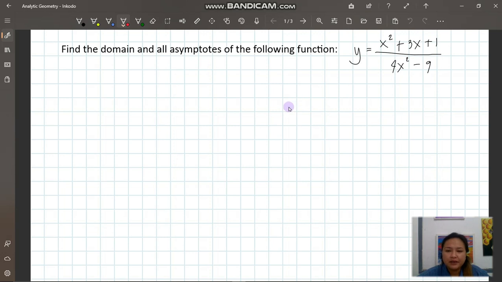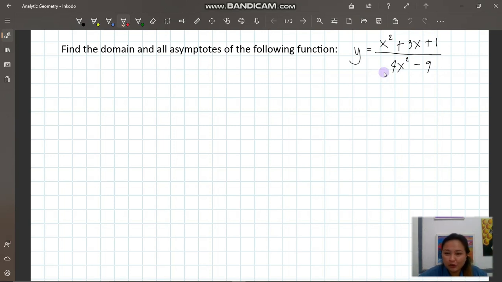To find the domain and asymptotes of a rational function, all we need to do is identify what values of x make the denominator zero. If we put in a value of x that makes the denominator zero, that would make this function undefined.